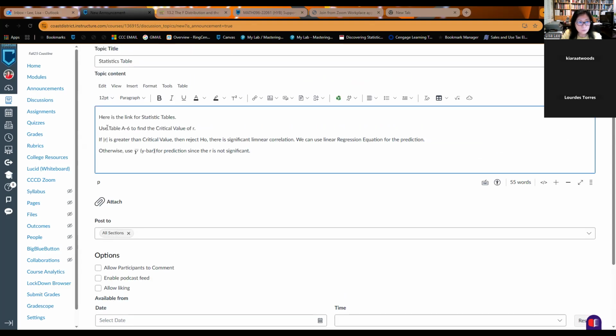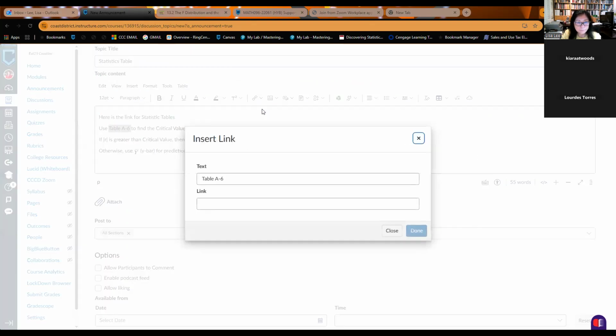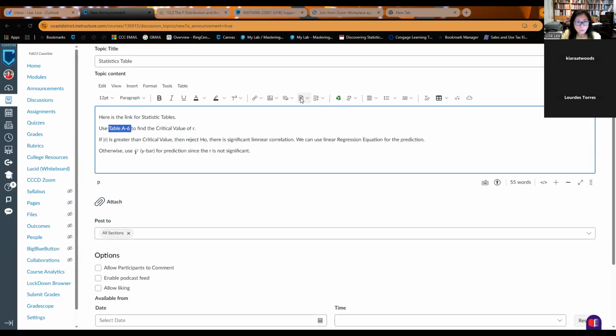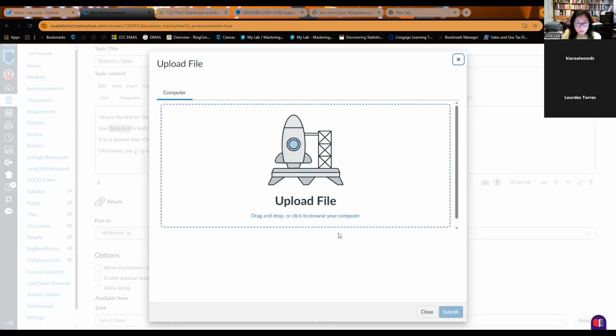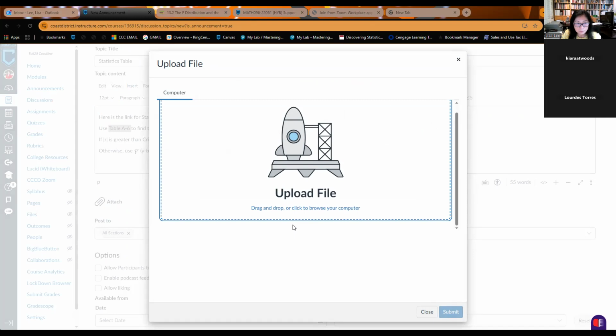So I'm going to connect the table, from here, and pause my computer.